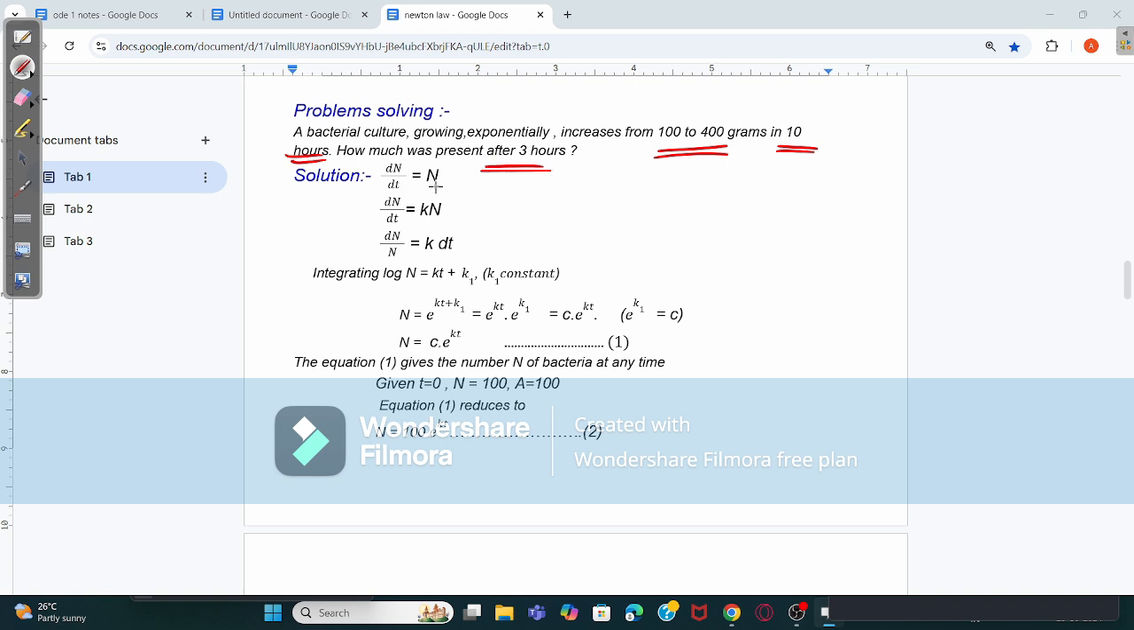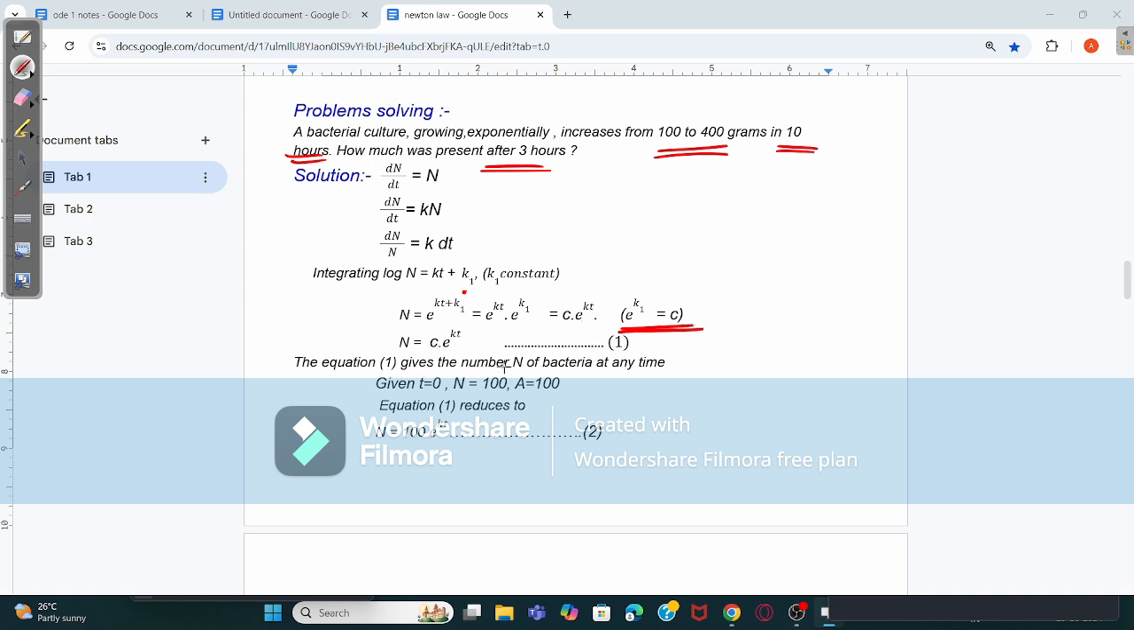dn by dt is proportional to n, so dn by dt is equal to k into n. Cross multiply: dn by n is equal to k into dt. Integrating, log n is equal to kt plus k1, where k1 is the constant. So n is equal to e power (kt plus k1) in exponential form, which is e power k1 into e power kt. Taking e power k1 as c, n is equal to c into e power kt.